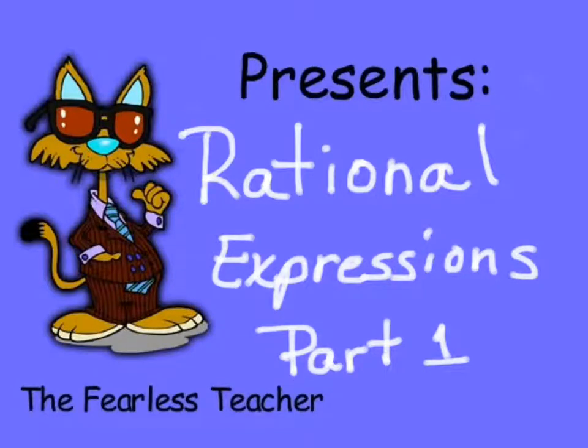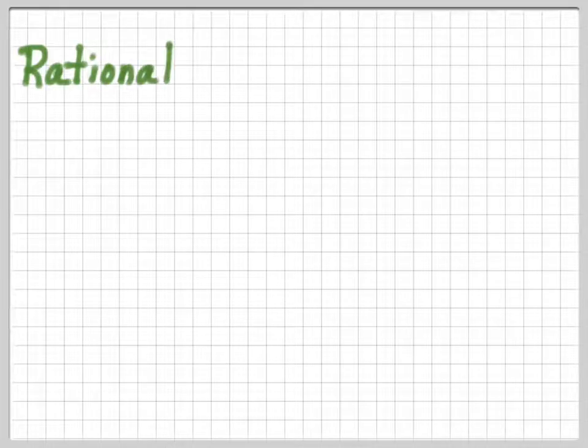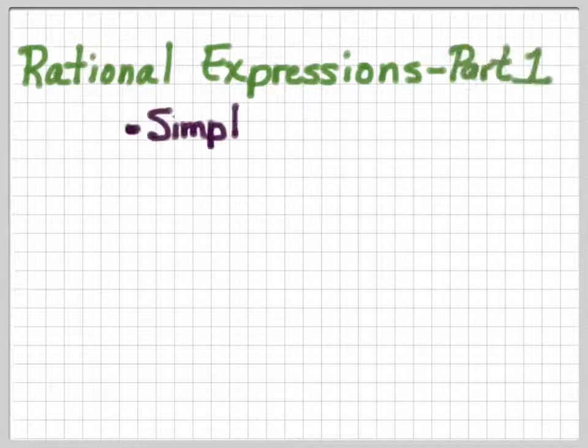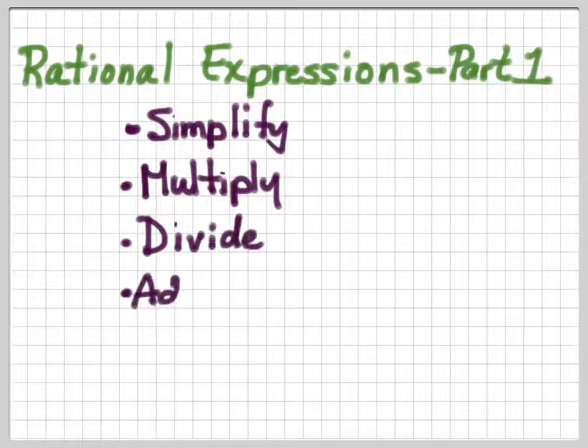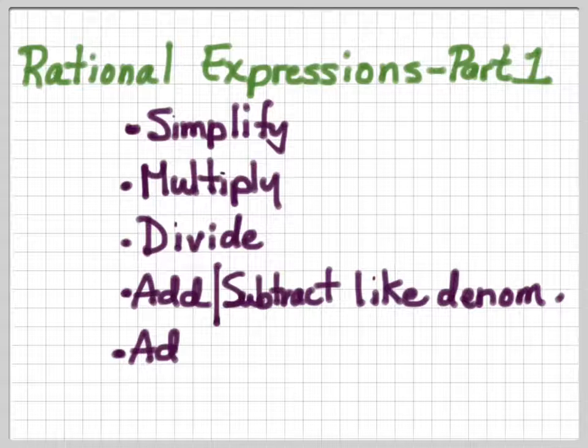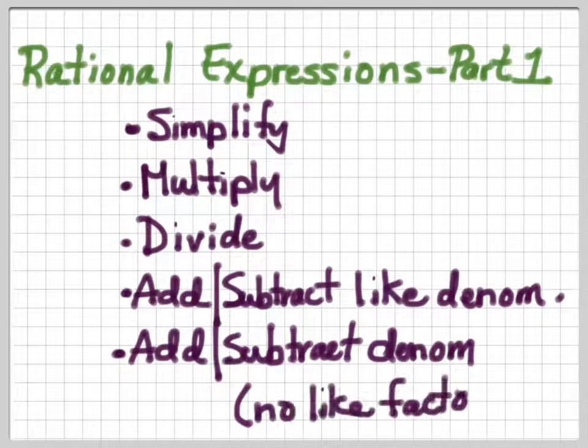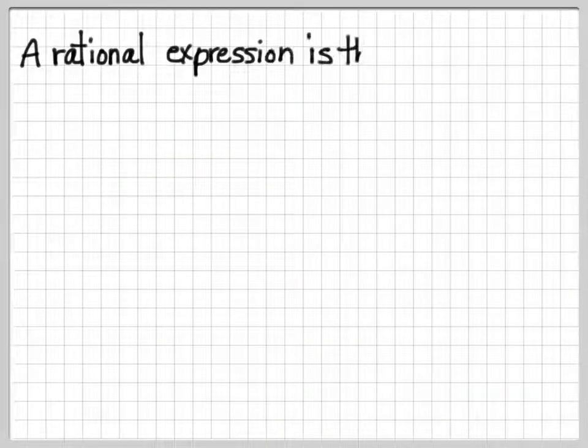This is a review of rational expressions that you had, definitely in Algebra 2, maybe in Algebra 1, but these are things that we need to go over so that we can move forward in trig. So here we go, folks. Starting off, rational expressions, we're going to be doing simplifying, multiplying, dividing, add and subtract like denominators, and add and subtract not like denominators. Should be no surprise there.